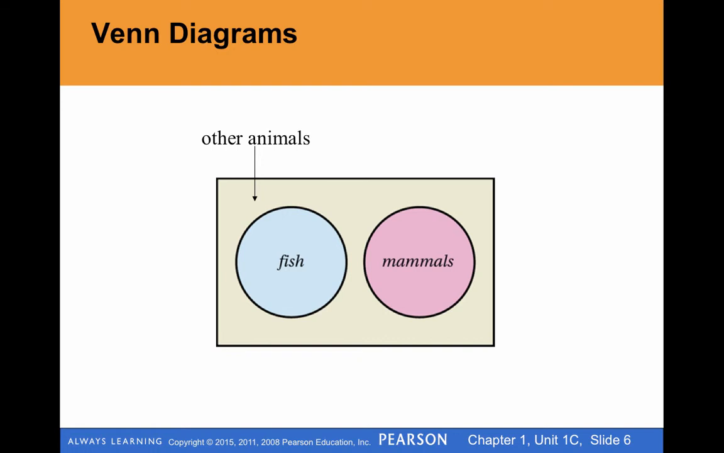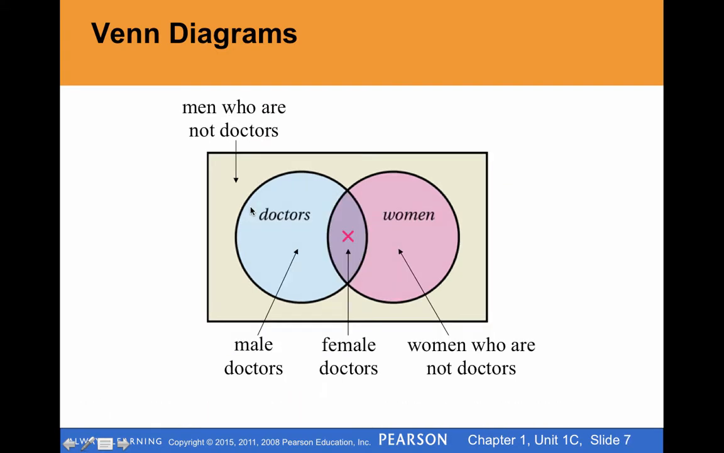Now if we look at the set of fish and the set of mammals, fish are not mammals. So there is no intersection of fish that are mammals and mammals that are fish, so they are called disjoint. Then we have the other animals that are neither fish nor mammals.